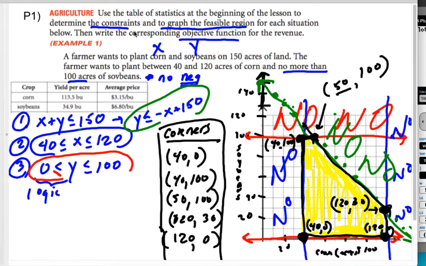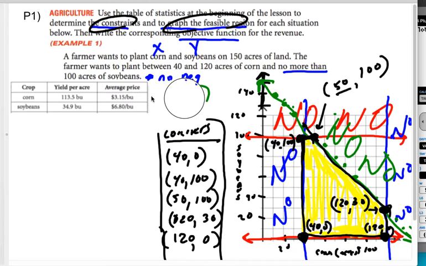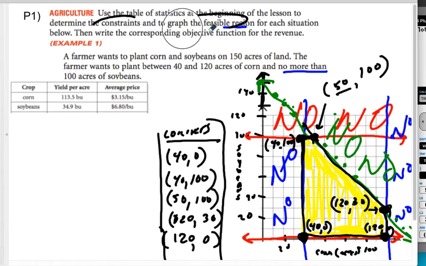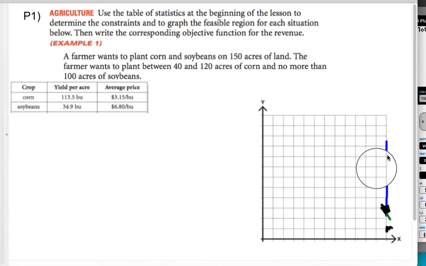Okay, so then the last part. We did the constraints, right? We graphed the feasible region. And then the last thing we're going to have to do is write the objective function. And sometimes the objective function is going to be given to you, but here it's not, so we're just going to go ahead and write it. So let's erase some of this stuff so that we can write our objective function. Okay, so our objective function is basically going to be the same thing that we did at the end of example 1, right? I'm going to use R for revenue. So let's let R equal revenue, right?